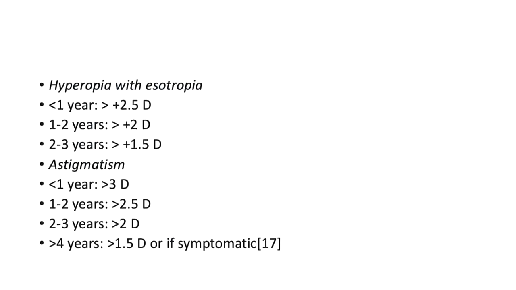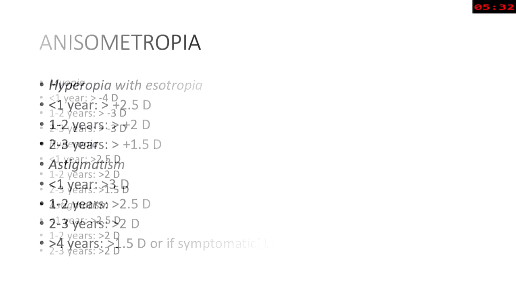Hyperopia with esotropia: again, our threshold will reduce for giving glasses. If the child is less than 1 year, 2.5 or more has to be corrected. At 1 to 2 years, give +2 diopter, and at 2 to 3 years, you start correcting once it is more than 1.5 diopter. Astigmatism, again, 2.5 or more has to be corrected. If the child is 4 years and above, then you have to correct if it is more than 1.5 diopter, or if the patient is symptomatic.